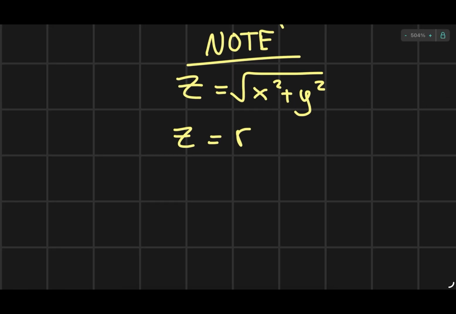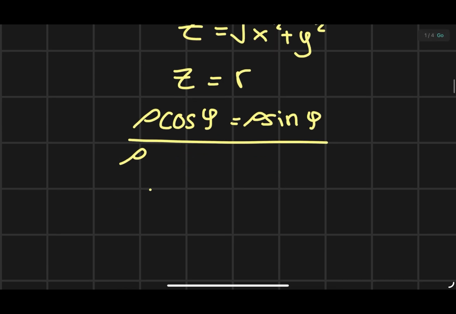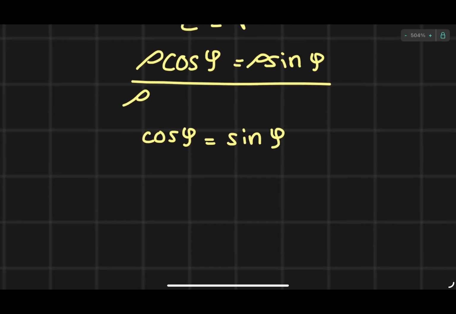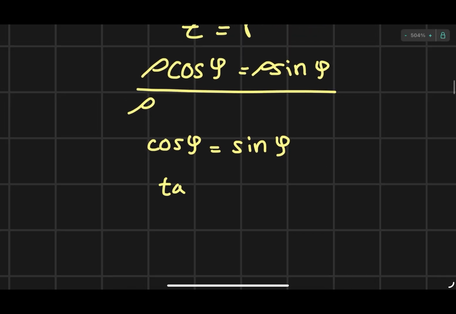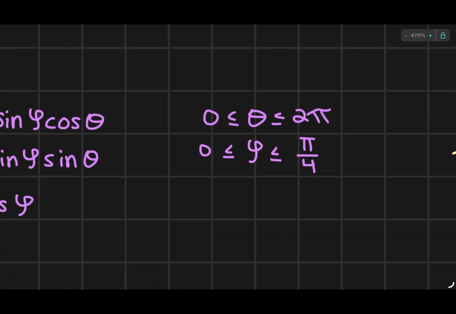And then from there, we can just use our conversions. So we're going to have rho cosine of phi is equal to rho sine of phi. Remember that these rho's are the same. So if we go ahead and divide out that rho, we're going to have cosine of phi is equal to sine of phi. Or we're going to have tangent of phi is equal to 1, and that occurs at pi over 4, which is our bound on phi right there.